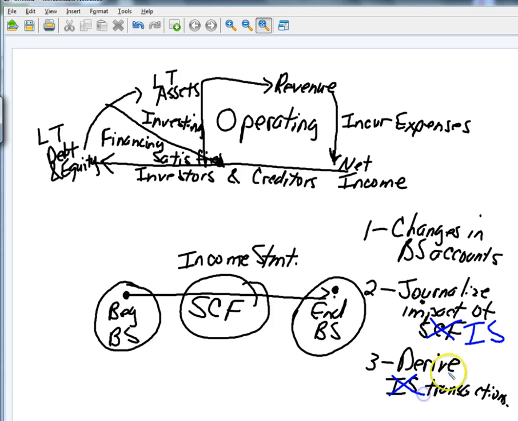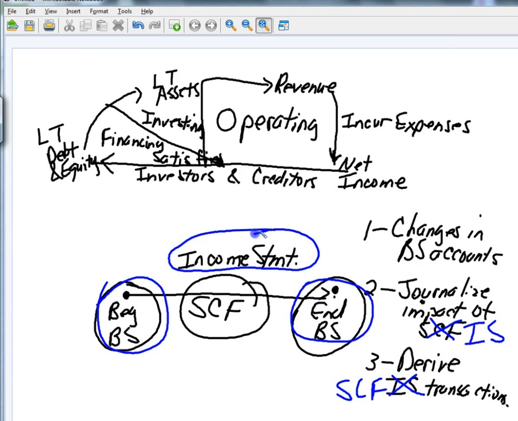In step number 3, you will derive your cash flow transactions. So for February, you'll know beginning and ending balance sheet, and you'll know the income statement. You're going to solve for, derive the cash flow statement. So step 1 is the same, but step 2, you'll have the income statement, and so what will be unknown in the T accounts will be the cash flow.